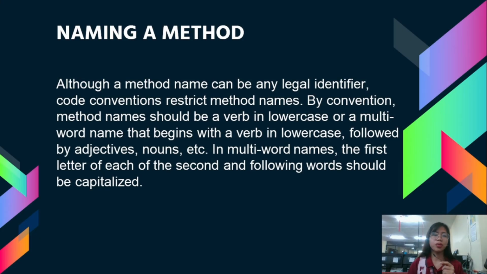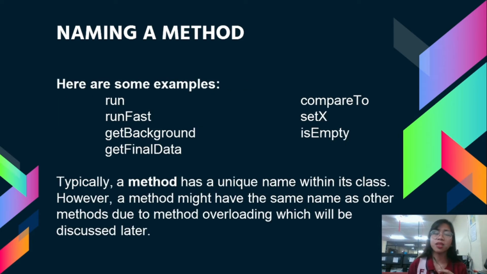Naming a method. So, although a method name can be any legal identifier, code conventions restrict method names. So, by convention, method name should be a verb in lowercase or a multi-word name that begins with a verb in lowercase, followed by adjectives or noun. In multi-word names, first letter of each of the second and the following word should be capitalized. So actually, when naming a method, it also applies the same rule katulad ng ginagawa natin sa variables. Ganon din naman siya. Pero kasi, para mas madali natin ma-recognize na method pala to.